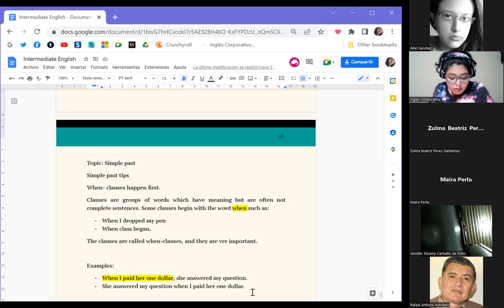Oración, we are saying that we paid a dollar for something. But in the second one, we are saying that the person sell us something and then we pay.